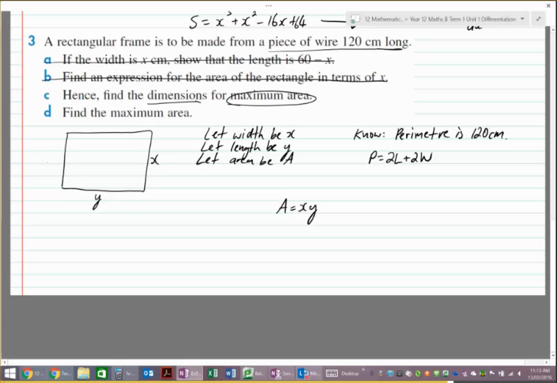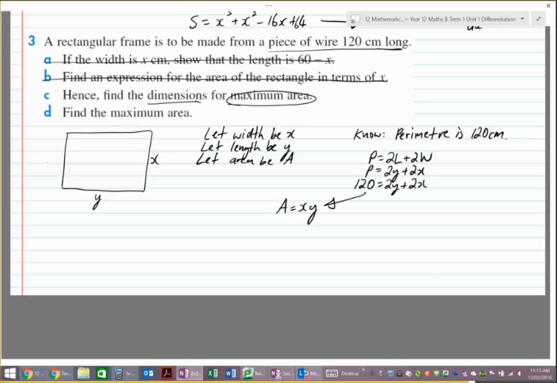To put it in terms of my actual variables, I know the perimeter is 2y plus 2x, but I also know that the perimeter is actually 120 centimeters. Because I can put 120 in here. Okay, so I've got some relationship between x and y, which I'm going to use to substitute in there. I can't substitute it in yet. I need to do a little bit of rearranging.